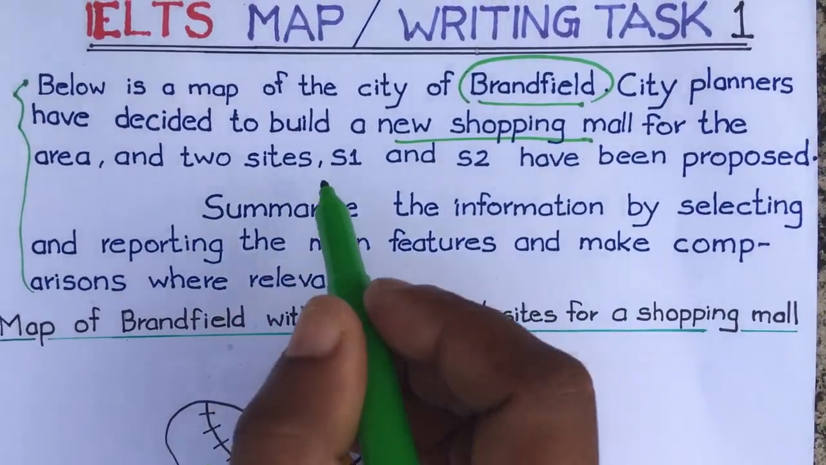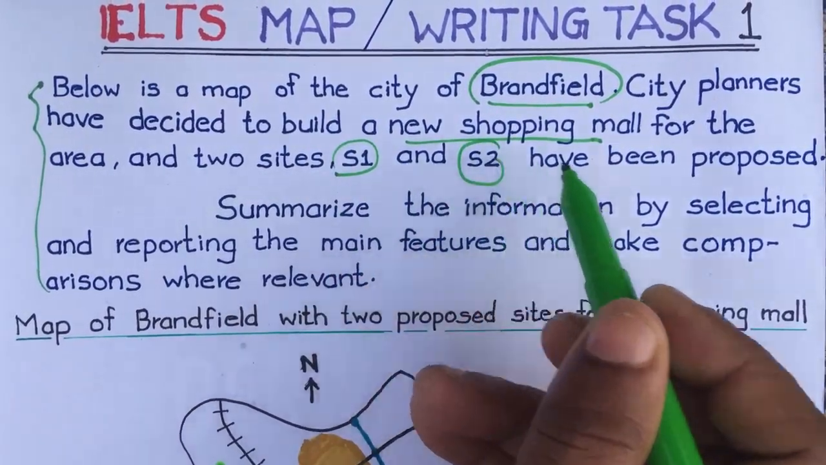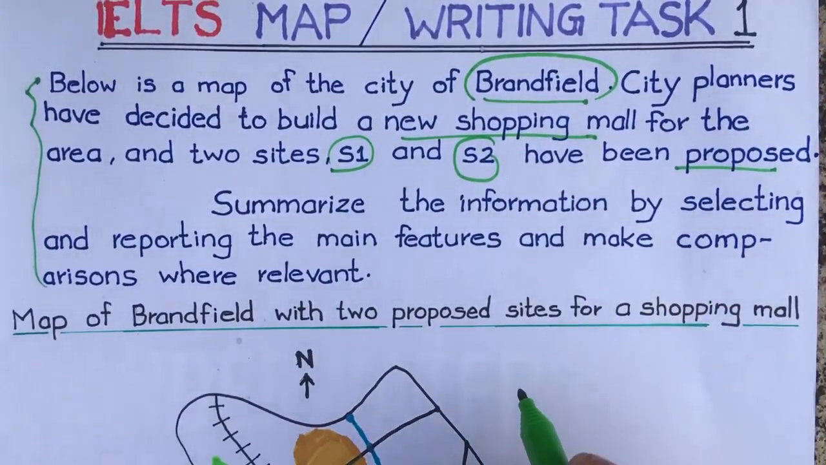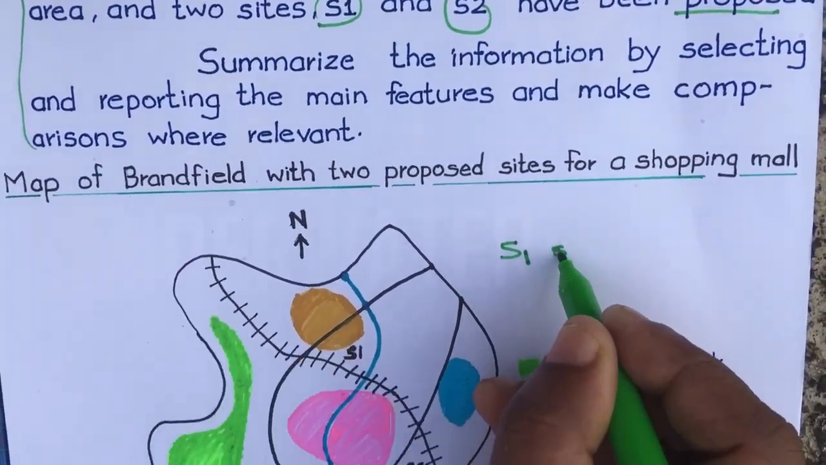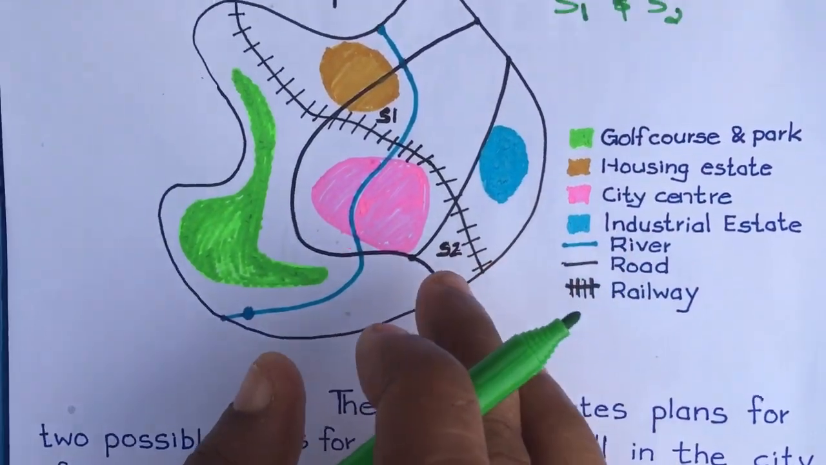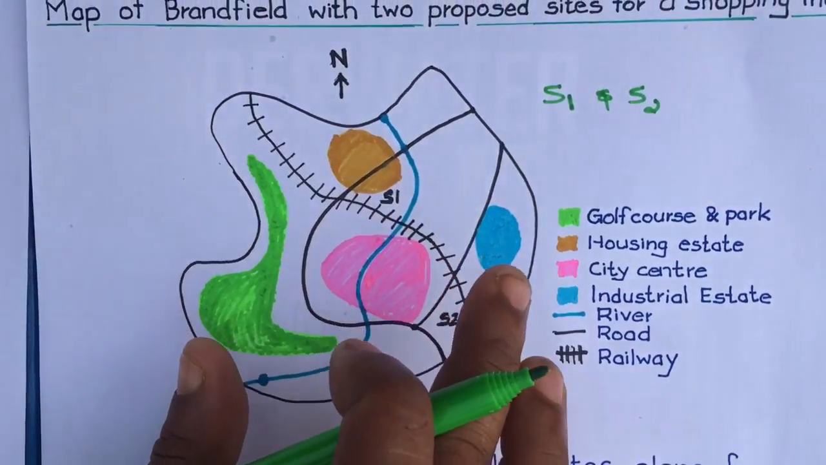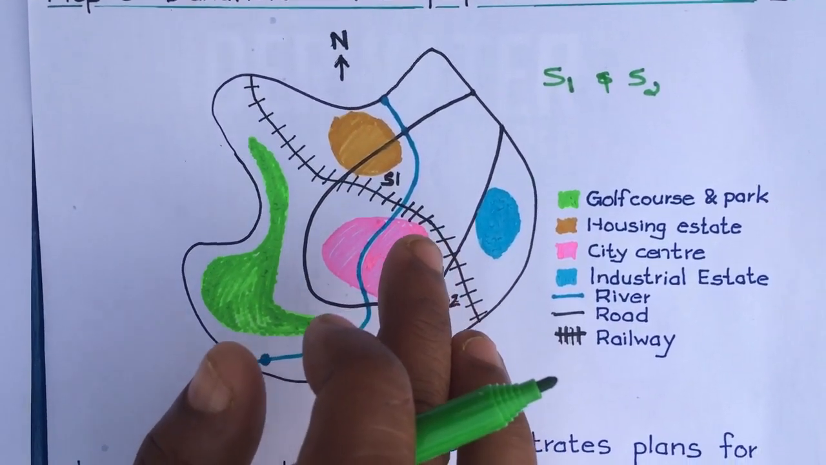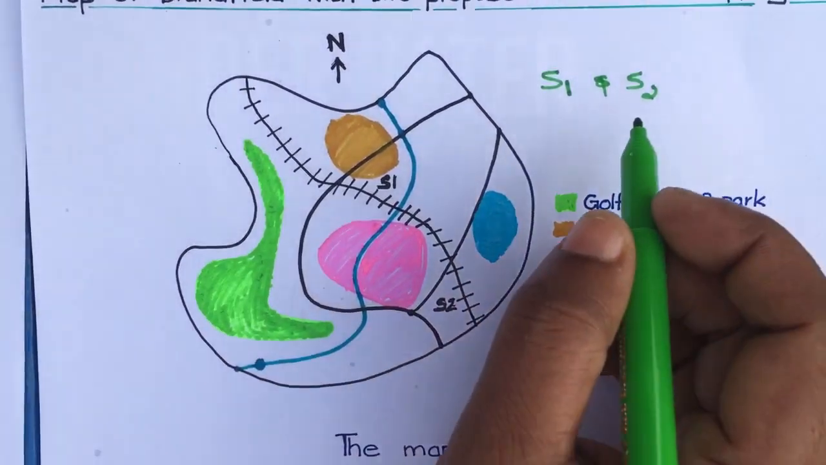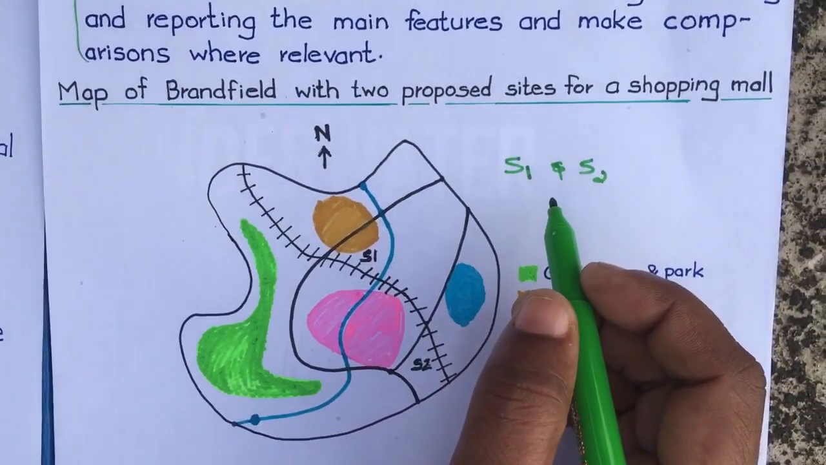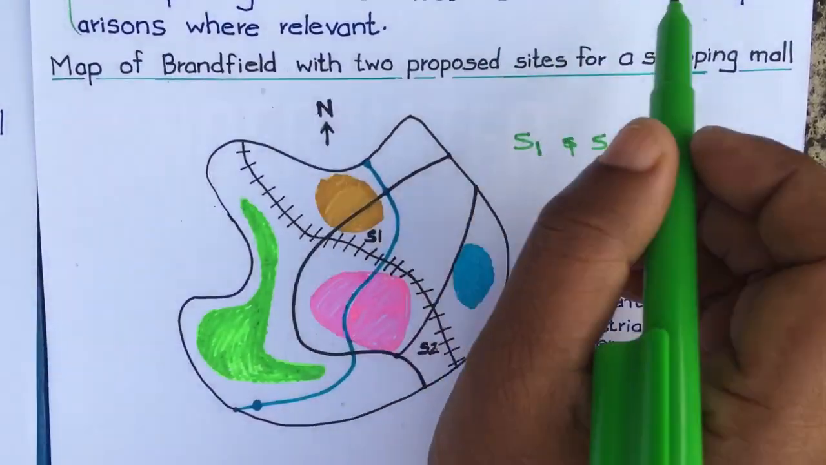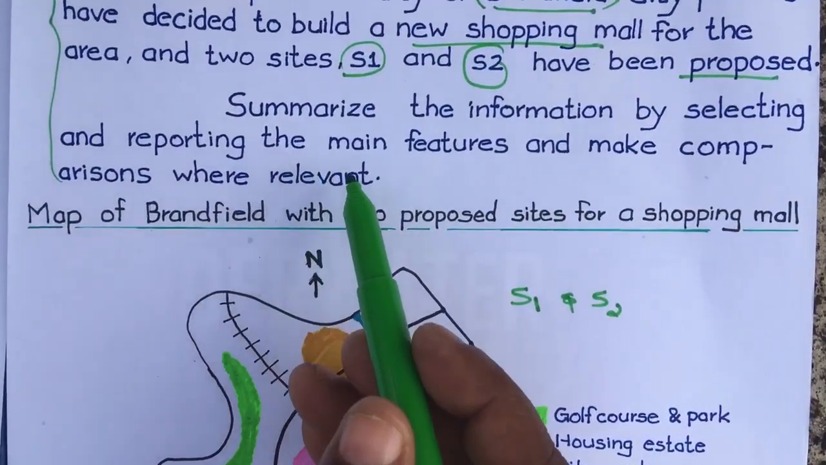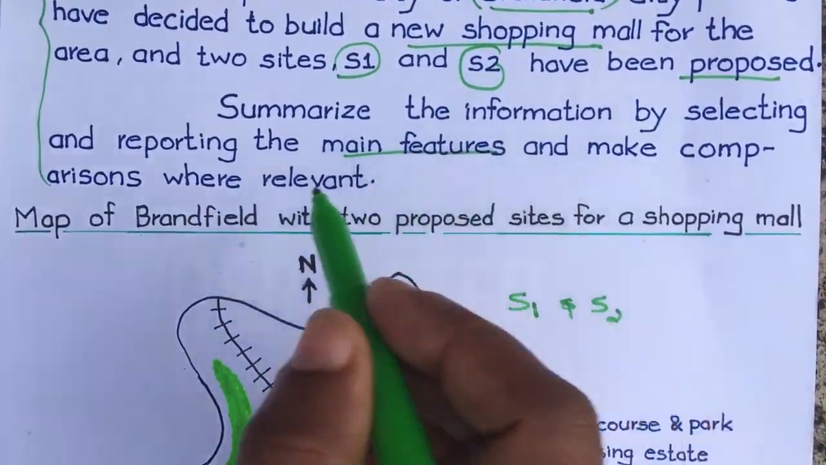Got it? And the two sites S1 and S2 have been proposed. That means they have recommended two sites, S1 and S2. Got it? So this is the first thing you have to understand. They are planning to build a new shopping mall, and they have proposed two sites in Bradfield. You got it? And summarize the information by selecting and reporting the main features and make comparisons.